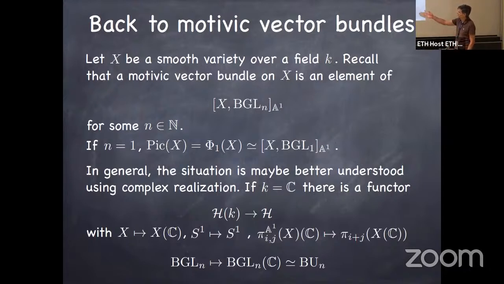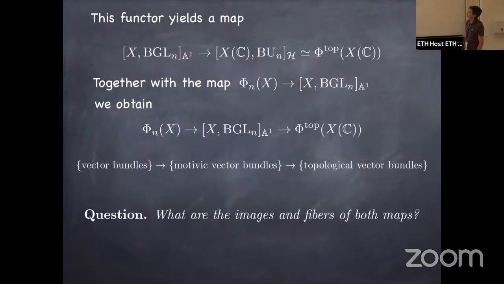So it's a nice way to check if what we are doing is just completely out of bounds or not. And so the last thing for vector bundles is that if you want to complex realize this BGL_n, well, you get the usual classifying space of rank n vector bundles. So as a result, you get a string of maps. So you have your motivic vector bundles on the left, and then you complex realize, and you get the set of topological vector bundles of rank n. There should be an n, so there's no miracle.